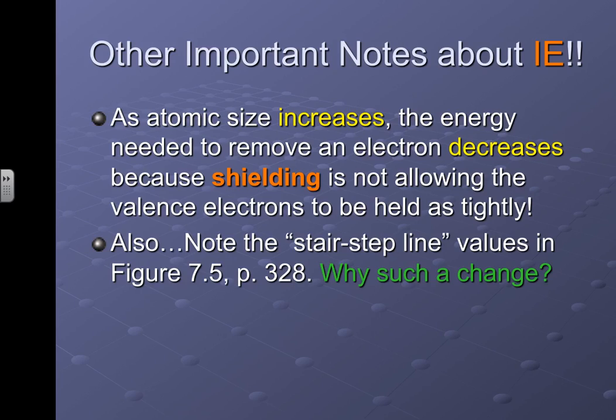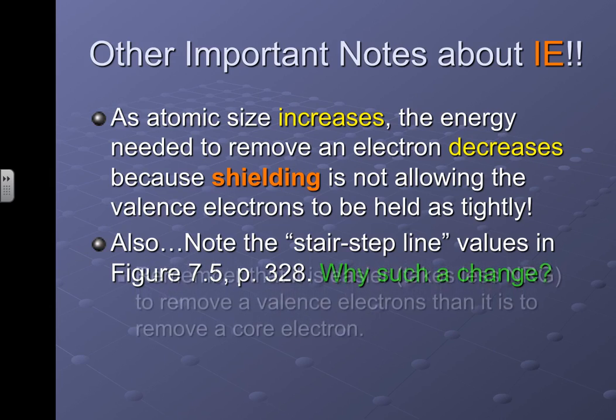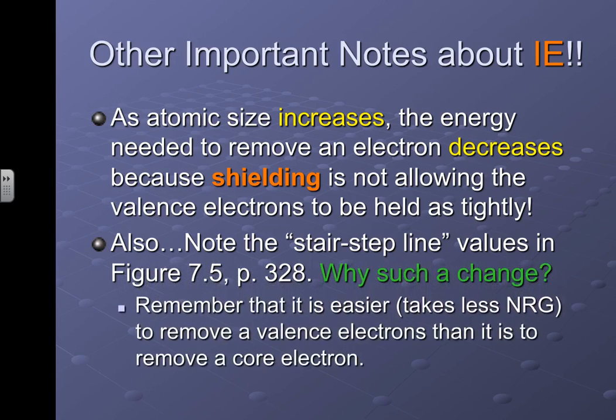You cross that stair-step line and ionization energy goes through the roof. Not a little, a lot. It jumps up thousands. Well, remember that it's easier, meaning it takes less energy, to remove a valence electron than it would to remove a core electron. So do you notice for these atoms that the valence electrons have relatively lower ionization energies, but once you move into electrons that would be considered core, that's where the energy skyrockets.